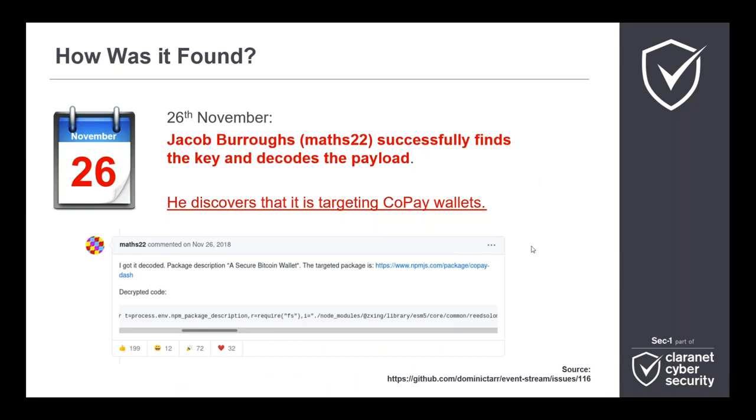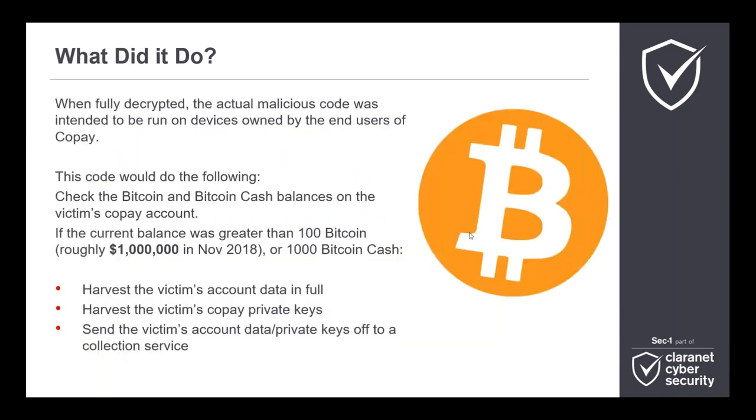The thing with this particular attack is that it was really sophisticated. The attacker put code in GitHub that was obfuscated through multiple layers and also encrypted, and could only be decrypted by people that were using copay wallets. So there was kind of a challenge there to understand what was going on. And Jacob Burrows discovered that it was actually copay wallets that were being targeted, and he figured out the exact mechanism there. So what did it do?